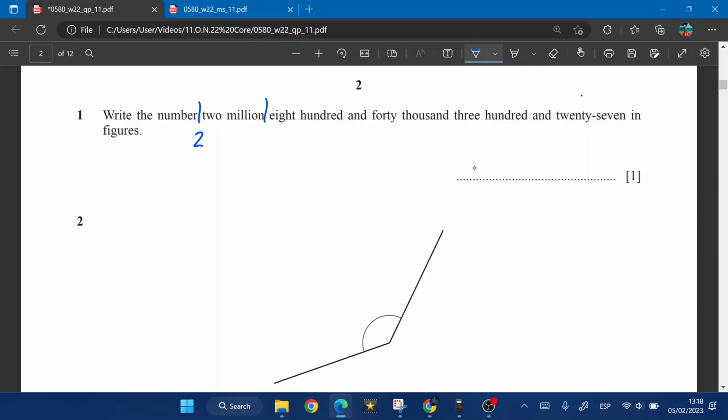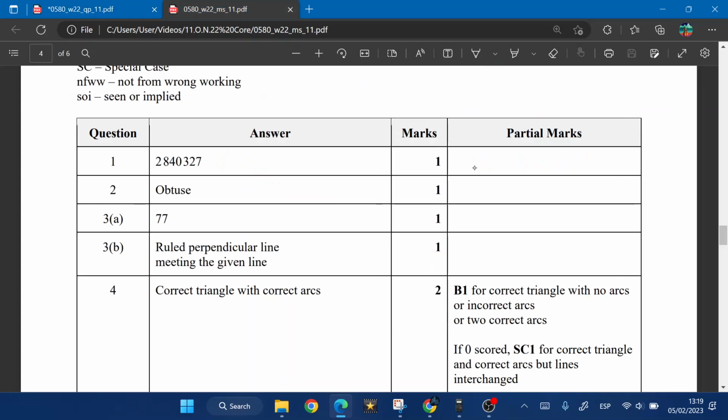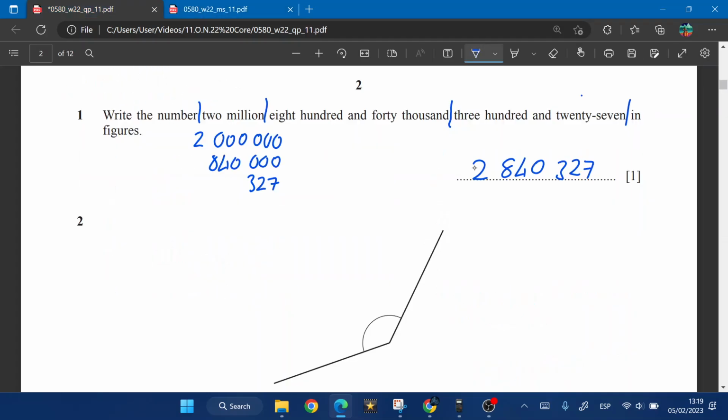So 2 million looks like this. 2 million. It's got 6 zeros. Then 840,000. That's the next one. 840,000. And the last one is 327. So squeezing that together, 2,840,327. That says in the mark scheme.